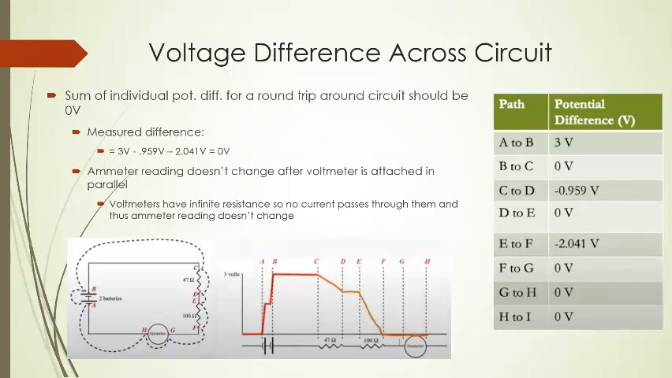So the sum of the individual potential differences for a round trip around the circuit should be equal to 0 volts. The measured difference is 3 volts minus 0.959 minus 2.041, which is equal to 0. The ammeter reading doesn't change after the voltmeter is attached in parallel. Voltmeters have infinite resistance, so no current is going to pass through it, and therefore the ammeter reading doesn't change.